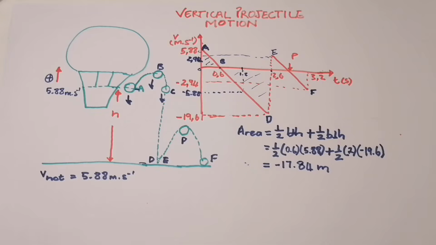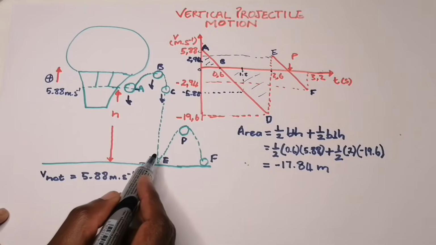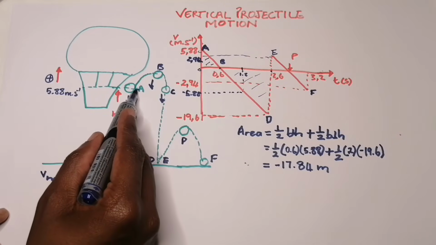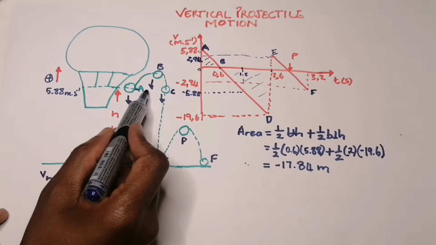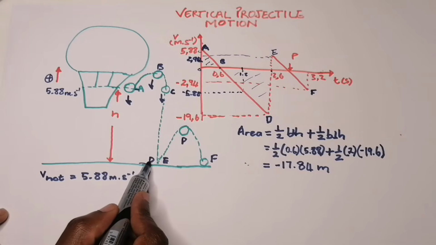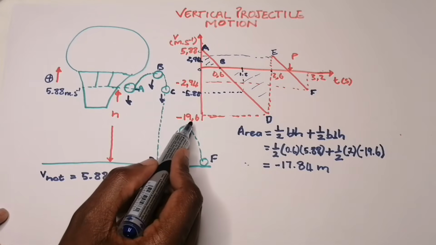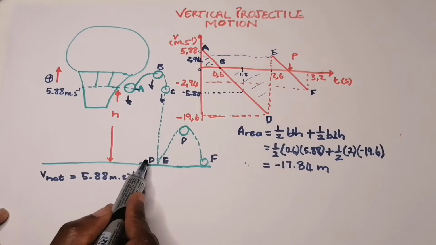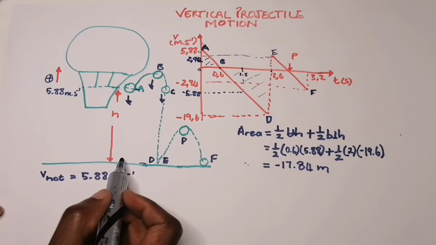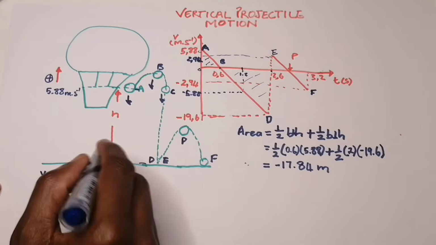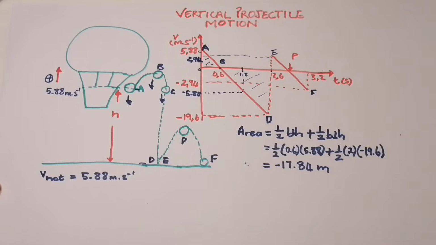What you could have also done, but if the examiner insists that you need to use the graph, it means that you need to use the two things, gradient as well as area. But what you could have also done is use equations of motion, where you could have said, well, you've got your initial velocity, which is 5.88, and you know your final velocity at that point there, which is minus 19.6. You know gravitational acceleration is minus 9.8. It would be negative because you've taken up as positive.